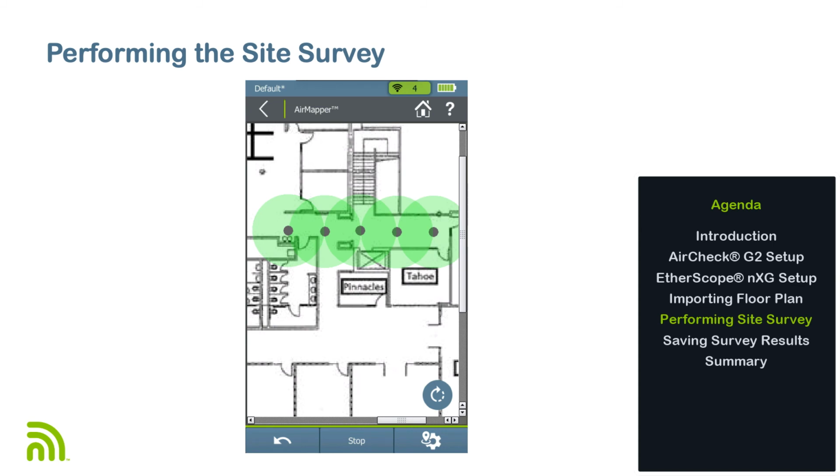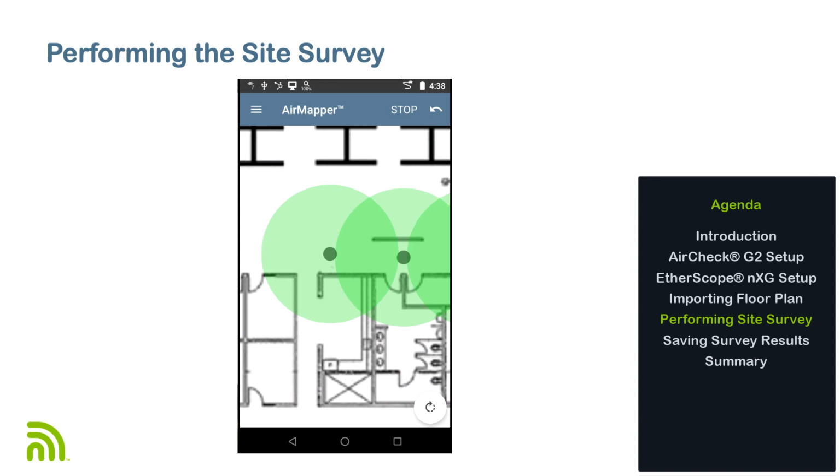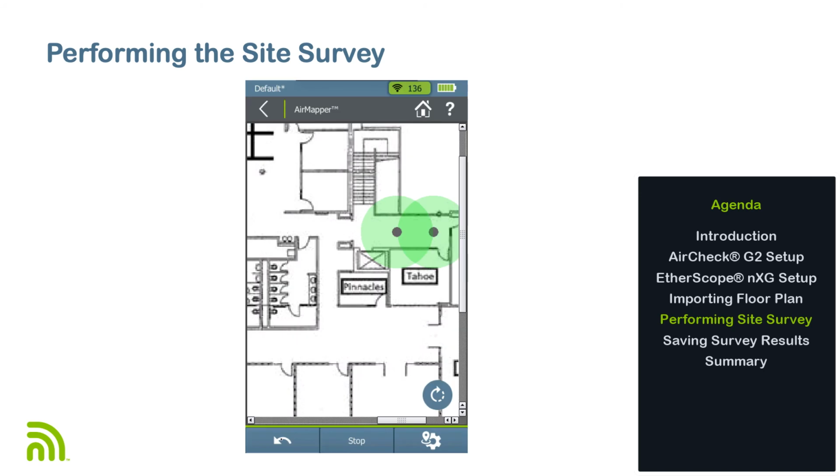On the AirCheck G2, if I make a mistake and tap on the wrong place, I can use the Undo button at the bottom of the screen to delete the previous data points. In the case of the EtherScope nXG, the Undo button is on the upper right of the screen. If I want to pause or save my test results so far, I can tap Stop. I can then tap Resume to continue with the site survey.